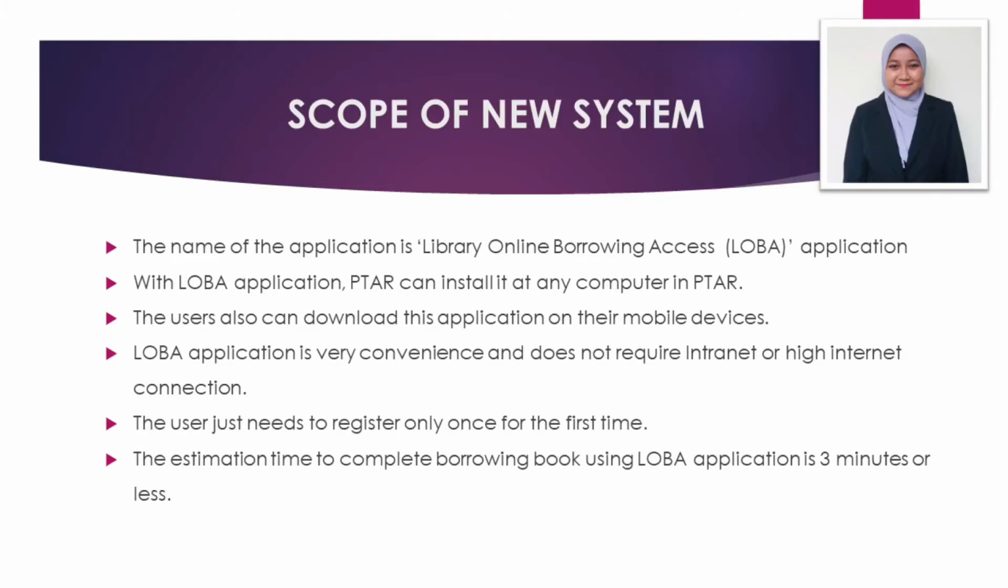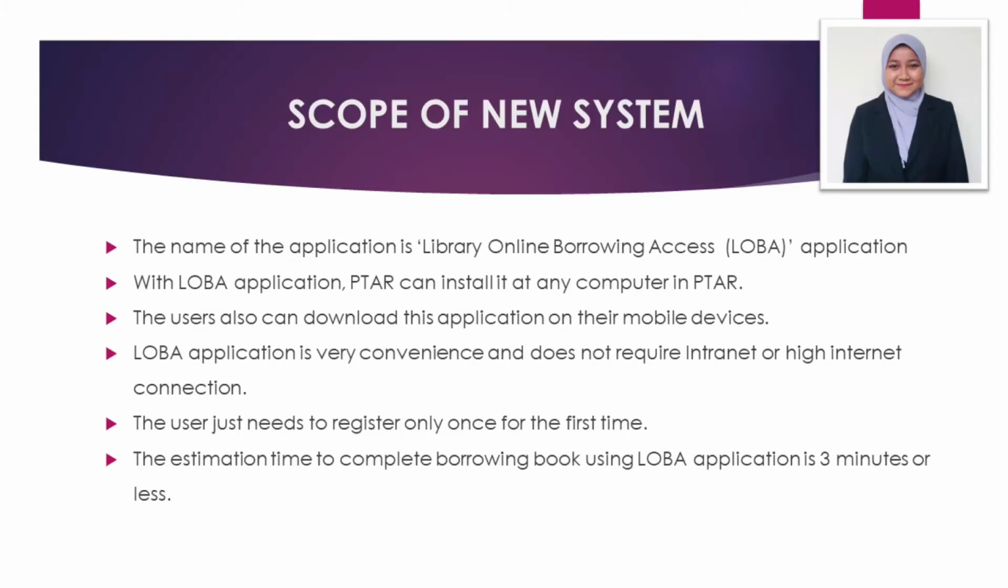This application has the same function as the self-check machine, which is for borrowing any materials at Ptar. Before this, Ptar only had one self-check machine because of the cost of the machine and the maintenance. With this LOBA application, Ptar can install it at any computer in Ptar. The library management unit just needs to provide a hand scanner at every computer assigned for this application to be used. In addition, the user can also download this application on their mobile device, so the user does not need to queue up in order to borrow any resources from Ptar.